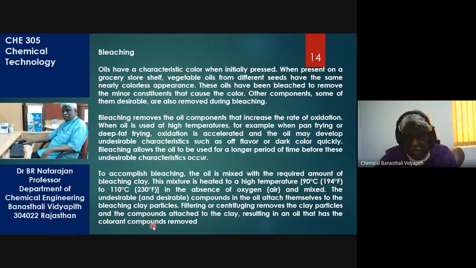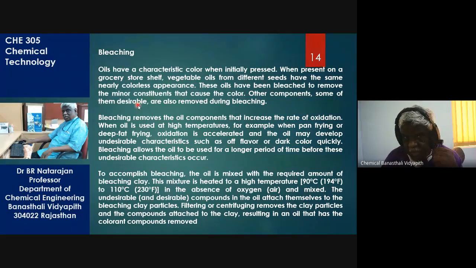Bleaching. I told you that there may be some chemicals which add color to the look of the oil. By bleaching, it can be removed. Oils have a characteristic color when initially pressed. Pressed means the seed is squeezed. And when present on a grocery store shelf, vegetable oil from different seeds has the same nearly colorless appearance. These oils have been bleached to remove the minor constituents that cause the color.